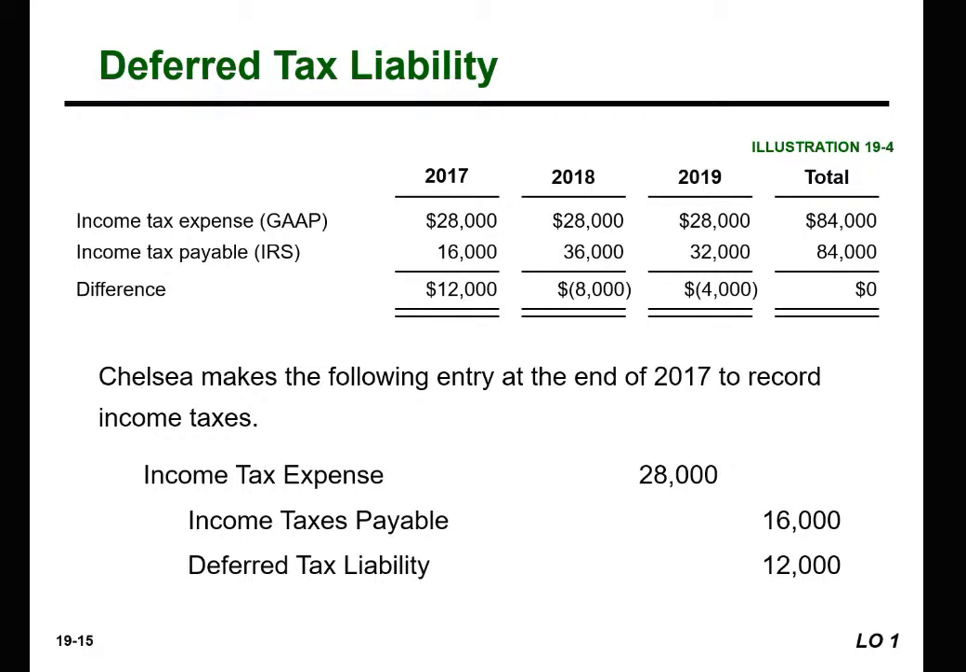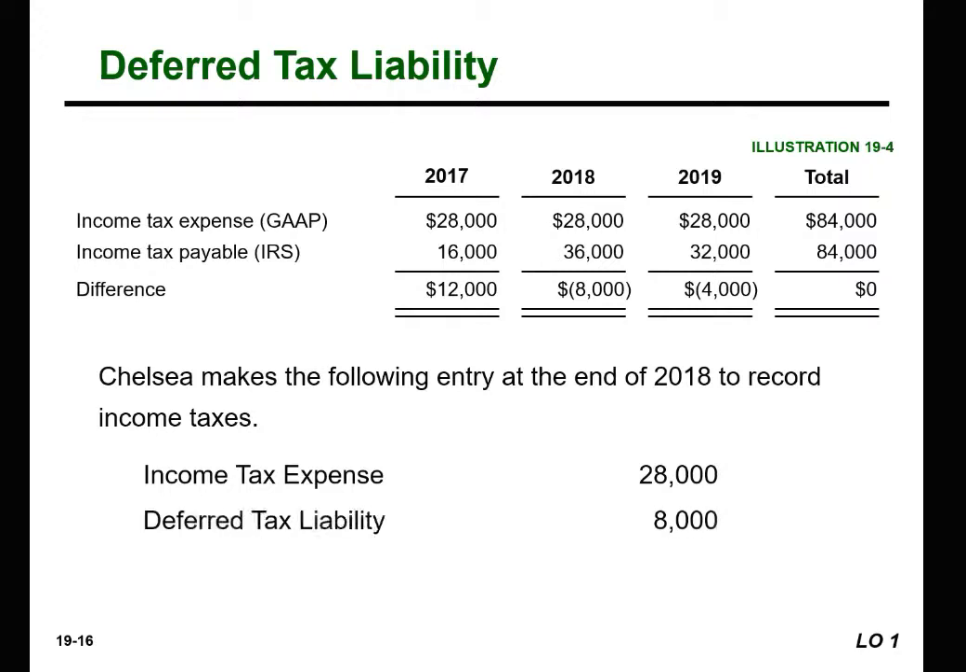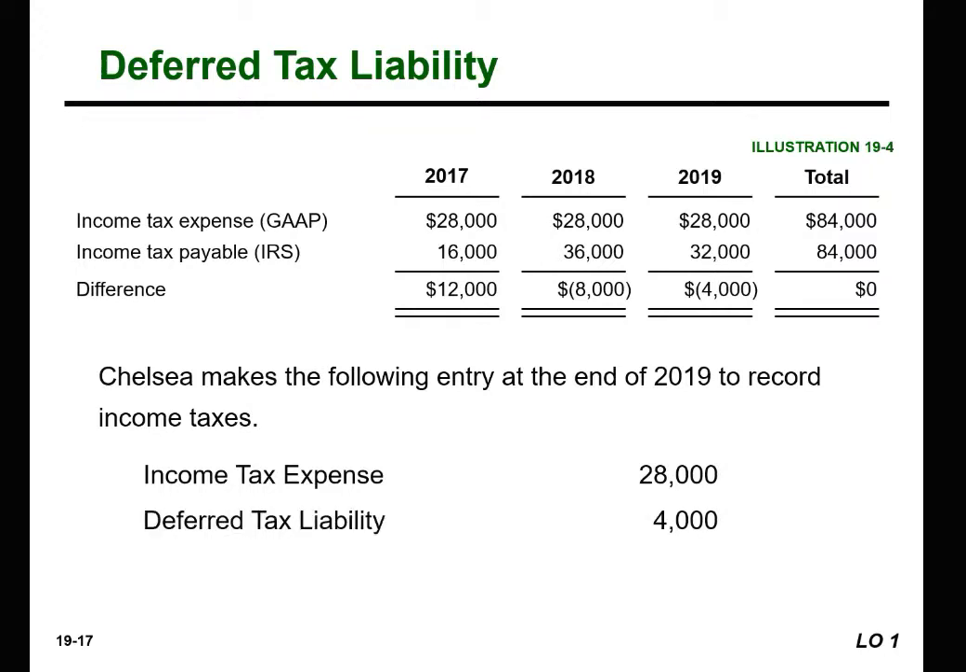Now, at the end of 2018, we have income tax expense still of $28,000. We reduce our deferred tax liability by $8,000 and recognize the need to remit $36,000 of income taxes payable to the IRS. At the end of 2019, we have an income tax expense still of $28,000. We have a reduction in our deferred tax liability of $4,000 to recognize income taxes payable to the IRS of $32,000.